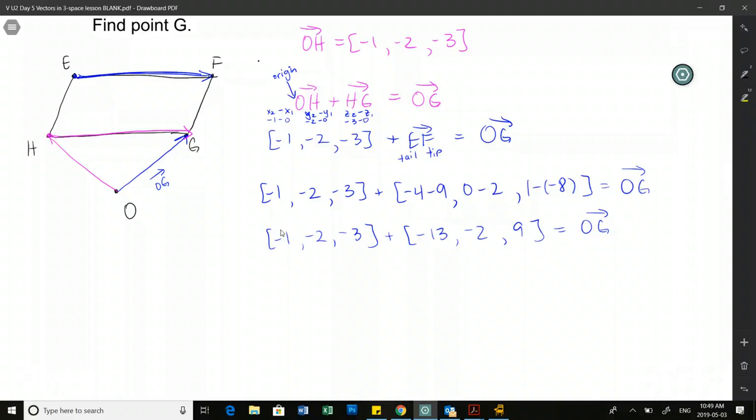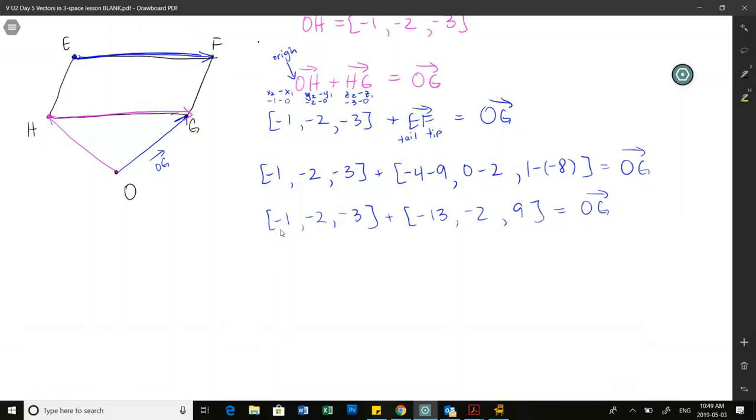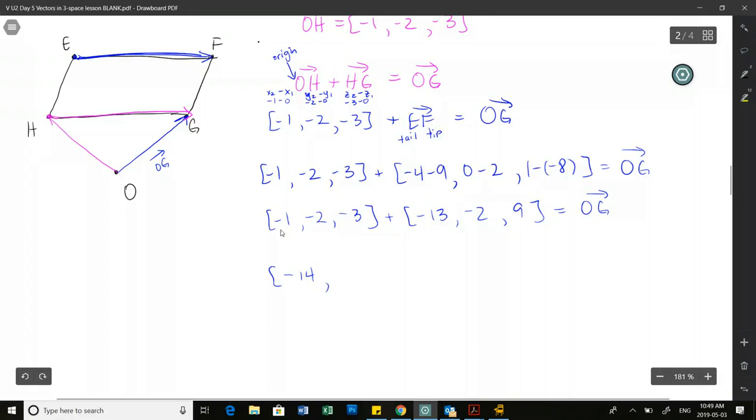Okay, and now how do we add two vectors? What do we do? You don't know? What's that, Mary? Yeah, so I'll add the x's, I'll get -14. I'll add the y's, and I'll add the z's.